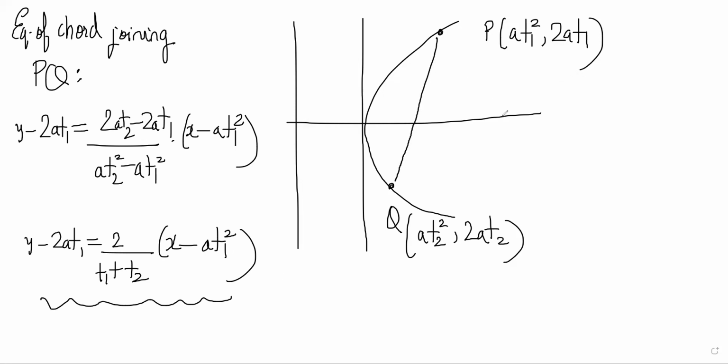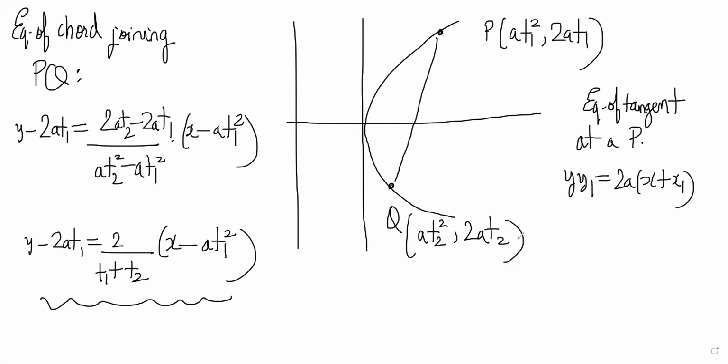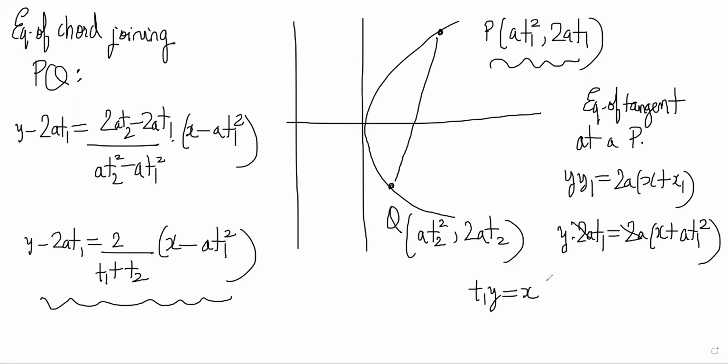Now the equation of tangent at a point P. We saw earlier that we wrote the tangent equation as yy1 is equal to 2a(x plus x1), right? Now notice that P is this. It will be nicer if you simplify using the parametric form. y times 2at1 is equal to 2a(x plus at1 squared), right? So 2a gets cancelled and you get the equation t1y is equal to x plus at1 squared, right?